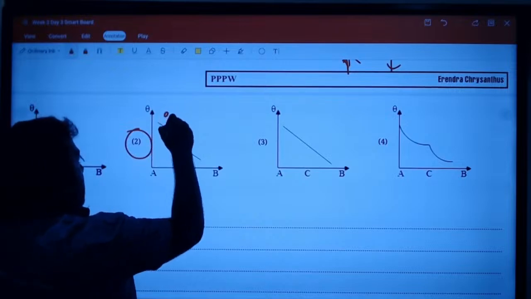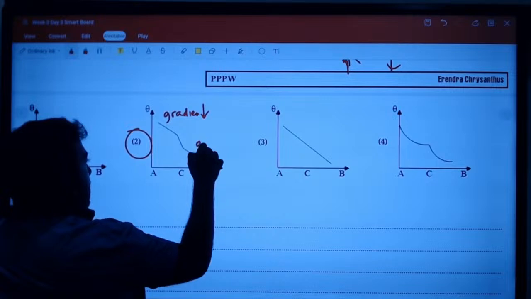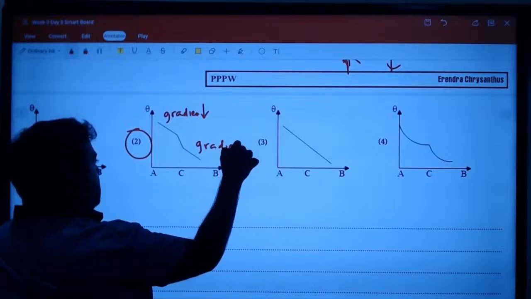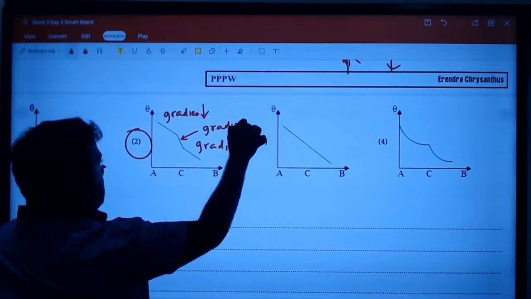So here the gradient is less. Here also the gradient is less. This part, the gradient is large.